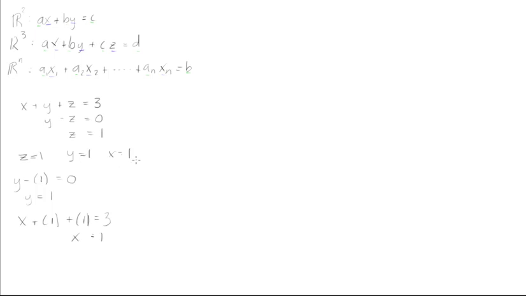And now if we just want to double check, make sure we did this correctly, if x and y and z are all equal to 1, 1 plus 1 plus 1 is 3, 1 minus 1 is 0, and 1 is equal to 1. So we did do this correctly. So the solutions are z is equal to 1, y is equal to 1, and x is equal to 1. Or we could write that in vector form here as the vector 1, 1, 1. And that's what I was talking about before. This vector can be used as the solution for any of these individual linear equations.